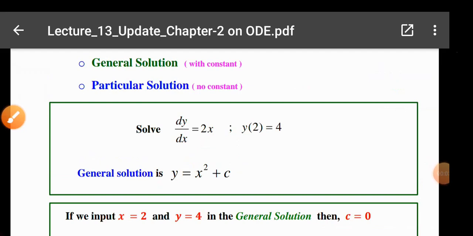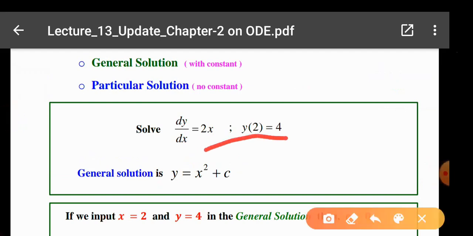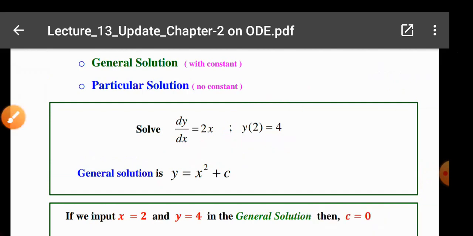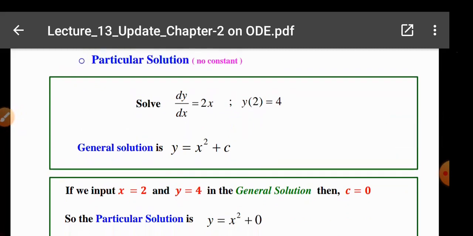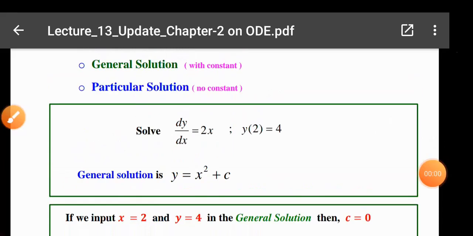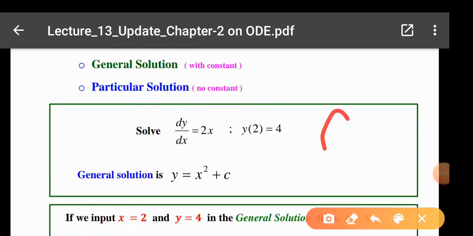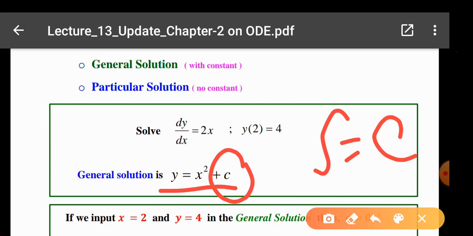Have a look at this example. This is a differential equation. It is also called an initial value problem because an initial condition is here. So, if we target the solution of this differential equation, then the concept of integral calculus will be helpful. You know that any indefinite integral will give us an antiderivative with a constant c. So this is how we have found this solution. So this solution is a general solution because it involves a constant c.